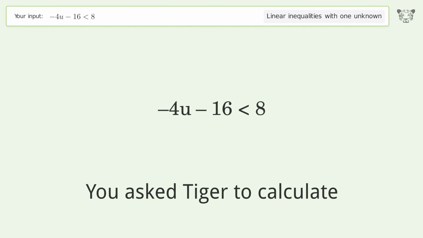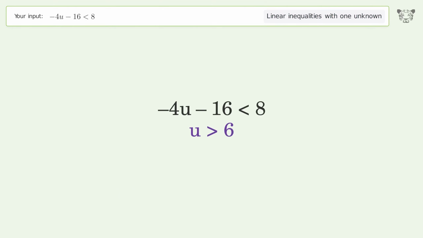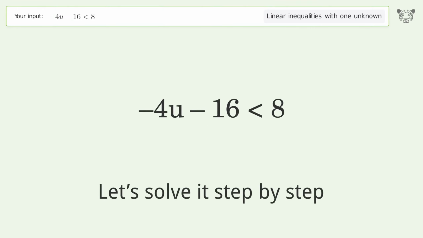You ask Tiger to calculate. This deals with linear inequalities with one unknown. The final result is u greater than -6. Let's solve it step by step.